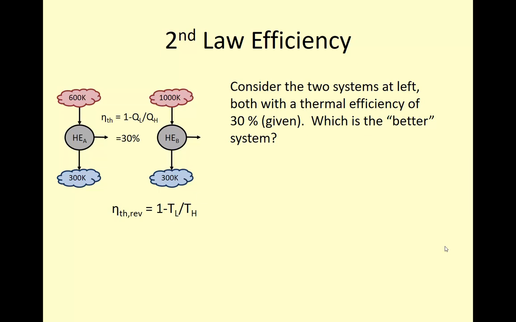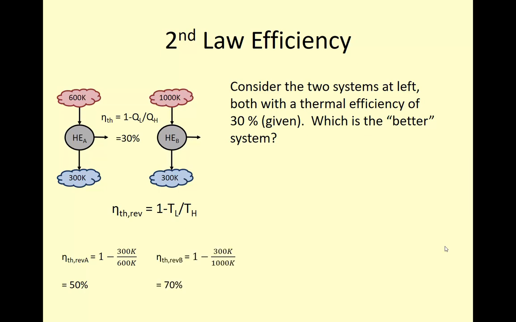So let's look at the reversible thermal efficiency. For the system A, we can see that the reversible thermal efficiency is just 1 minus T sub L over T sub H, or 1 minus 300 over 600 Kelvin, which gives us a thermal efficiency of 50%.